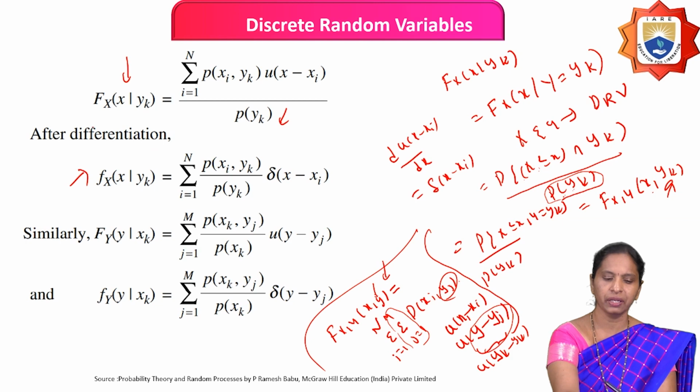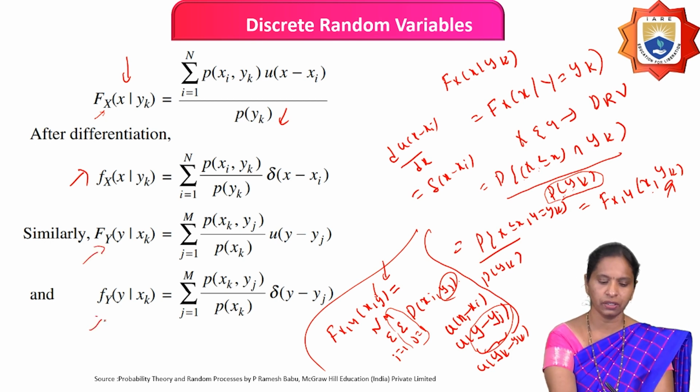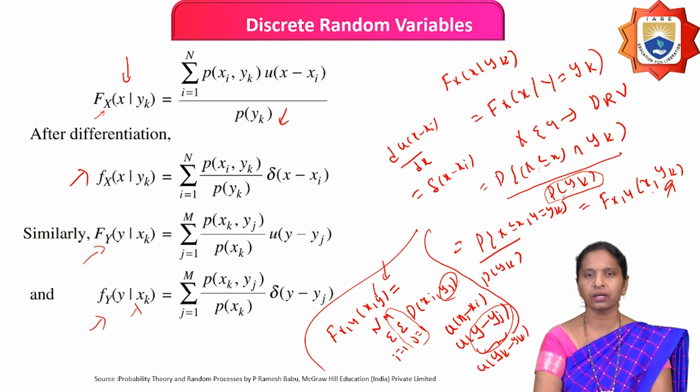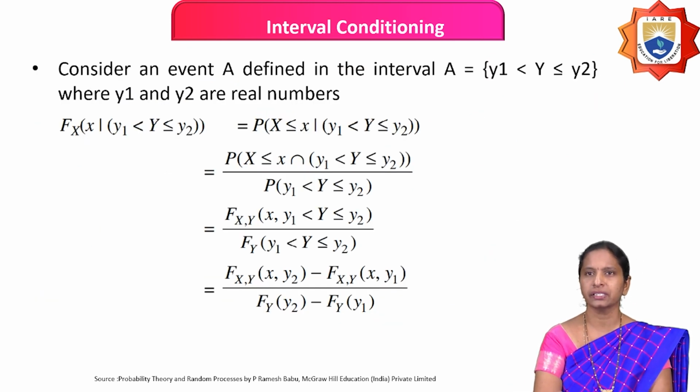And similarly, you can write the conditional distribution function of x. You can also write the conditional distribution function and density function of the random variable y, given the conditioning event x equals xi. So this is the conditional distribution function and density function for both continuous and discrete random variables in the case of point conditioning. And what is the next type of conditioning here? Interval conditioning. So what is interval conditioning here?